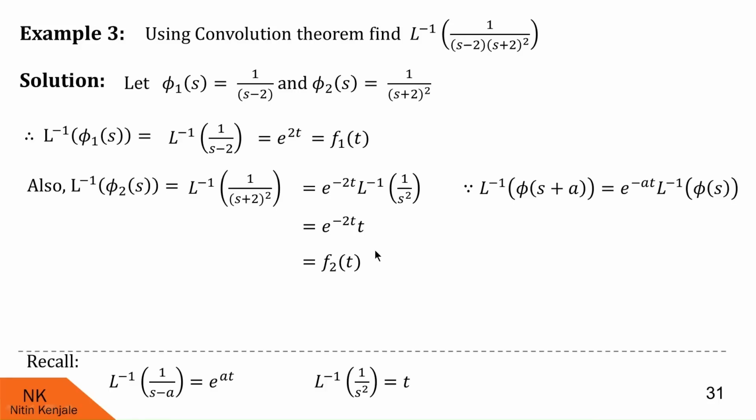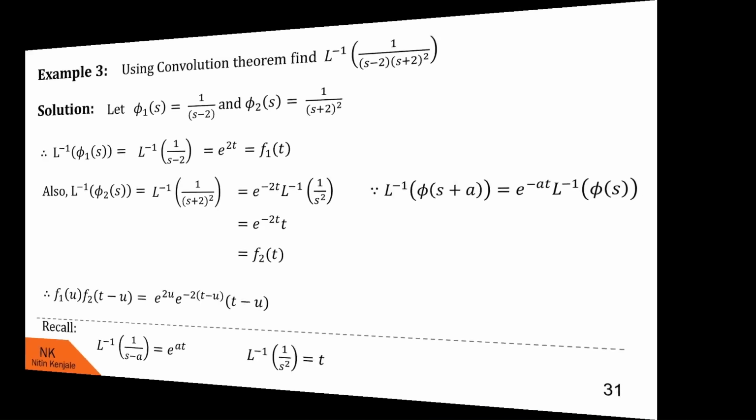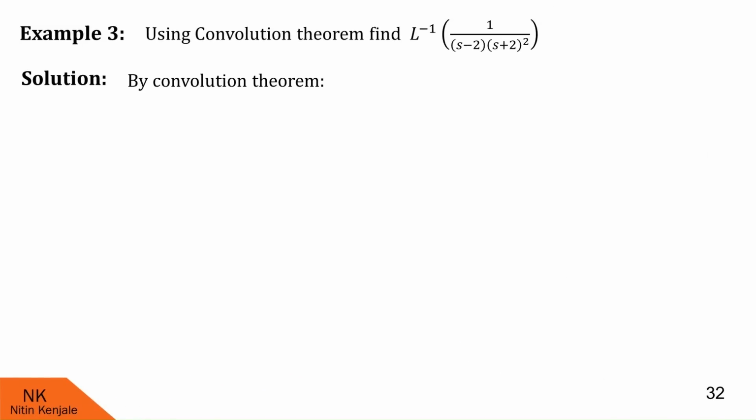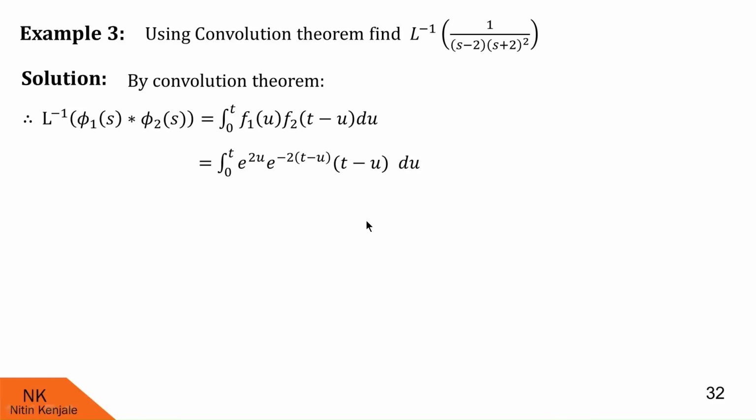Now we got f1(t) and f2(t). We will proceed for the product of f1(u) into f2(t minus u). So f1(u) is e raised to 2u and f2(t minus u) is e raised to minus 2(t minus u) into (t minus u). Now let's put this product into the convolution theorem. According to the convolution theorem, L inverse of phi 1(s) into phi 2(s) is the integral of f1(u) into f2(t minus u) du over the limit 0 to t. Let's substitute this product. It is this.